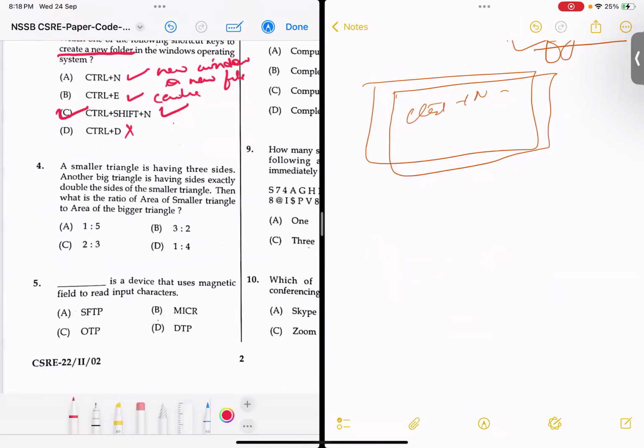Question number 4. A small triangle is having 3 sides. Another big triangle is having sides exactly double the sides of the smaller triangle. Then what is the ratio of the area of the smaller triangle to the area of the bigger triangle? Now we have one small triangle, and then we have another bigger triangle. Now, suppose say the sides.